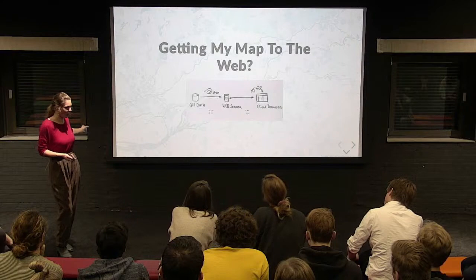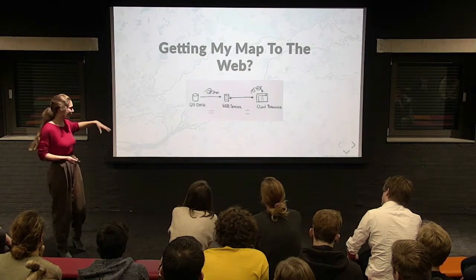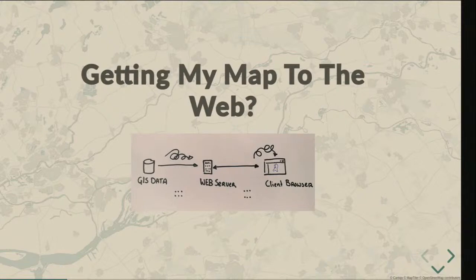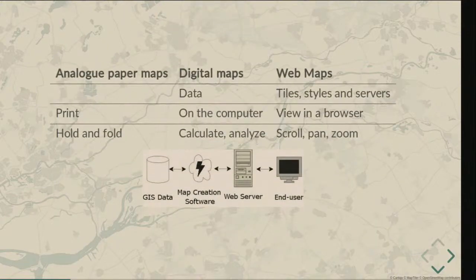The most simple thing is we have our geodata. We have to put it somewhere on a server, and somebody has to see it in a browser. If I talk about a web map, I'm not talking about paper maps or digital maps, which you can admit, digital maps are something you have on your computer and you do analysis on it and calculate with your geodata. But I'm really talking about maps that somebody views in a browser. And most of the times these maps, you can scroll through and pan on the map and zoom in.